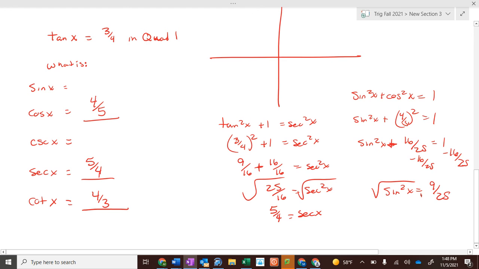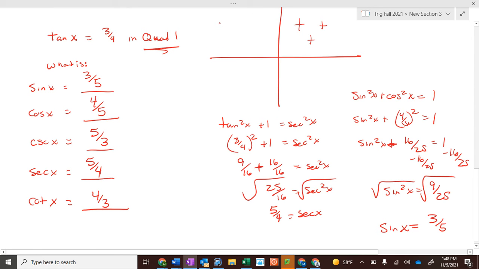And you take the square root of each side. So sine of x equals 3/5. How are sine and cosecant related? They're reciprocal, so this is 5/3. When you're in quadrant 1, everything is positive.